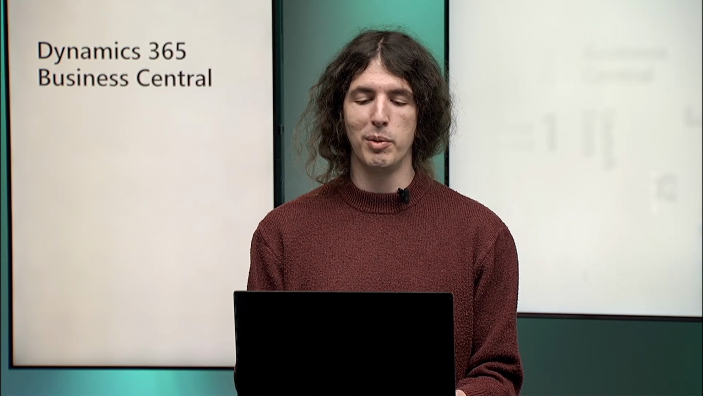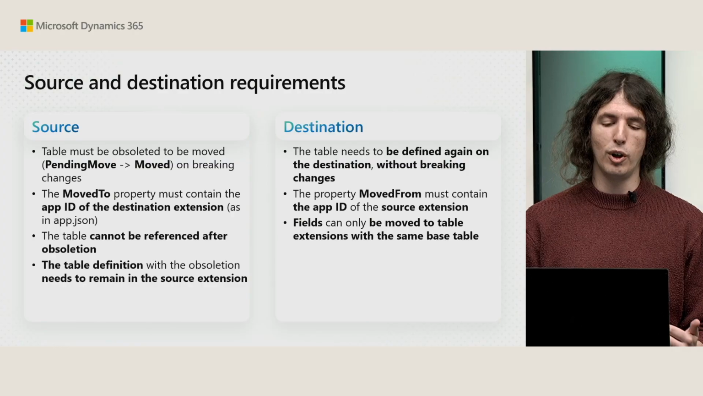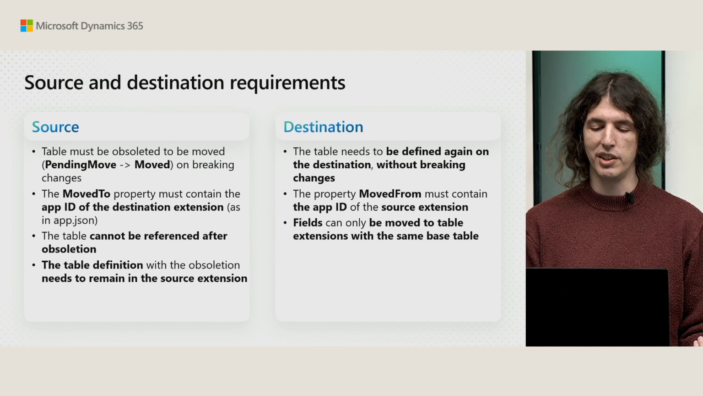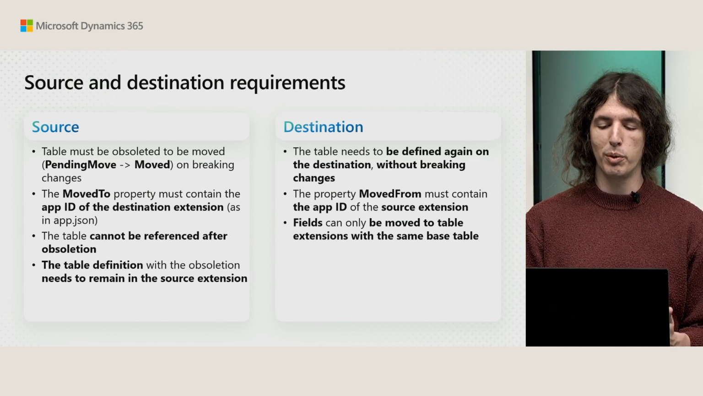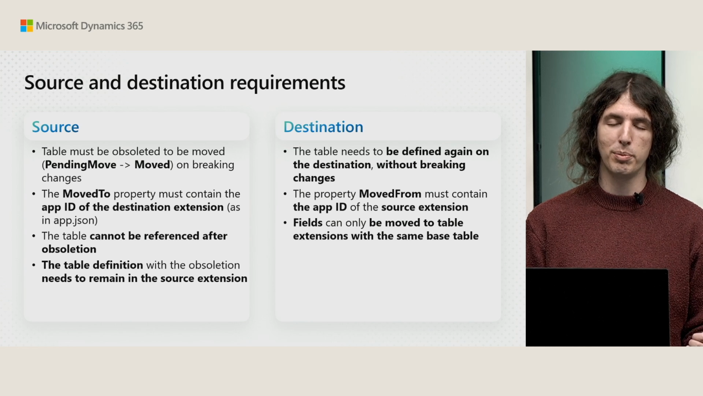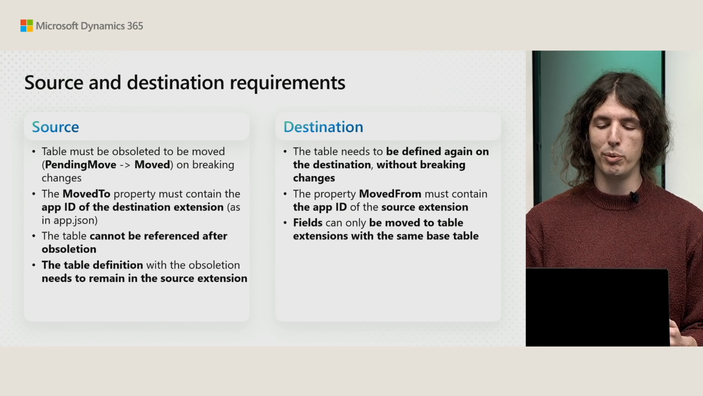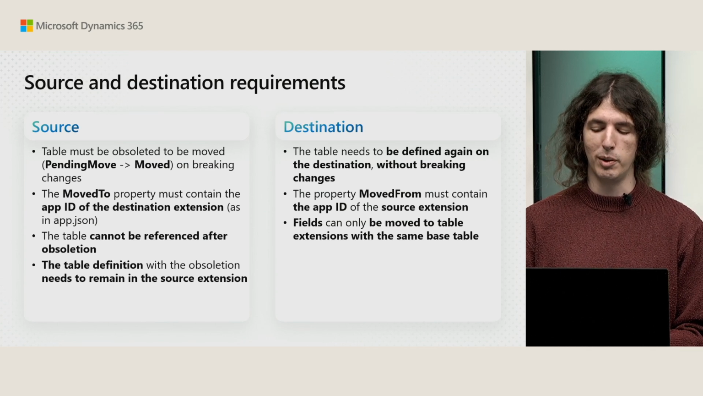Let's talk a little bit about the destination now. On the destination, we need to copy the definition of the table, as I mentioned before, without any schema-breaking changes. Again, the MovedFrom property must contain the app ID of the source extension, and that must match, because that's what allows us to validate that the move is correct. And finally, if we are moving fields, then we can only move them to table extensions with the same base table. We cannot move to other tables.